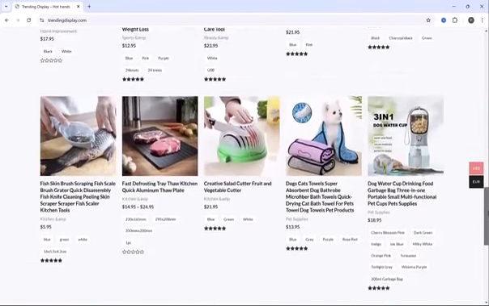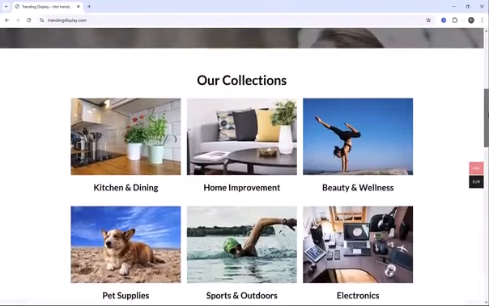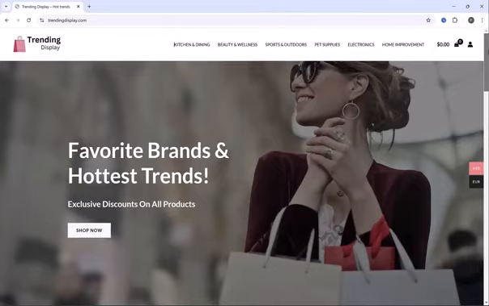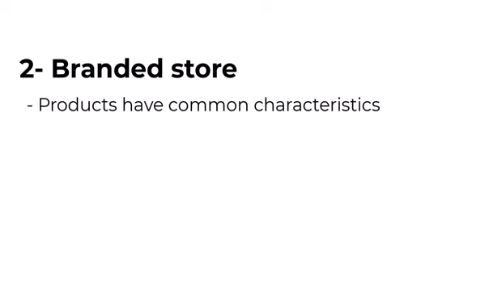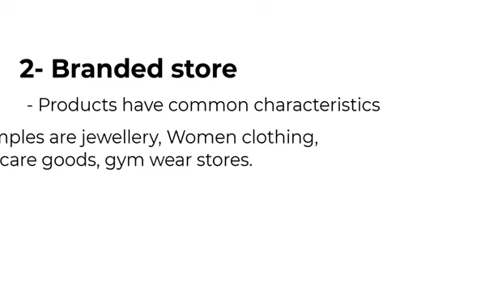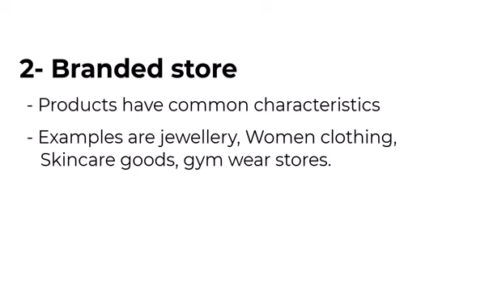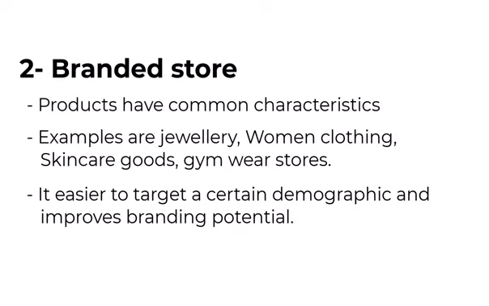By doing so, we increase the chances of the store's success, and ensure we're offering products that are likely to perform well. The second type of dropshipping stores is branded store. Products that have a common characteristic are sold in this kind of stores, such as jewelry, women's clothing, organic skincare goods, gym wear, and so on, which makes it easier to target a certain demographic and improves branding potential.